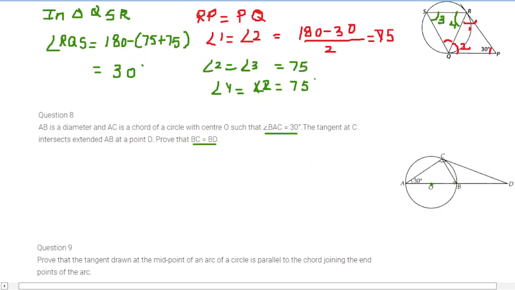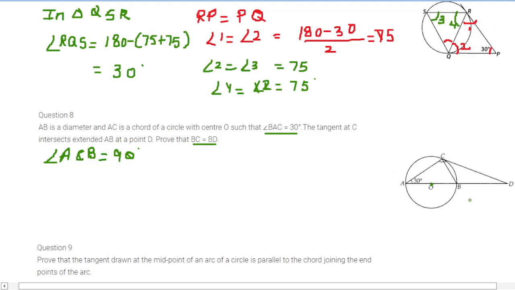So now what can we say about the measure of the angle ACB? Yes, it will be 90 degrees. Why is it 90 degrees? Because this is the angle in a semicircle. AB is the diameter, so angle ACB is the angle subtended by the diameter, so it will be 90 degrees.